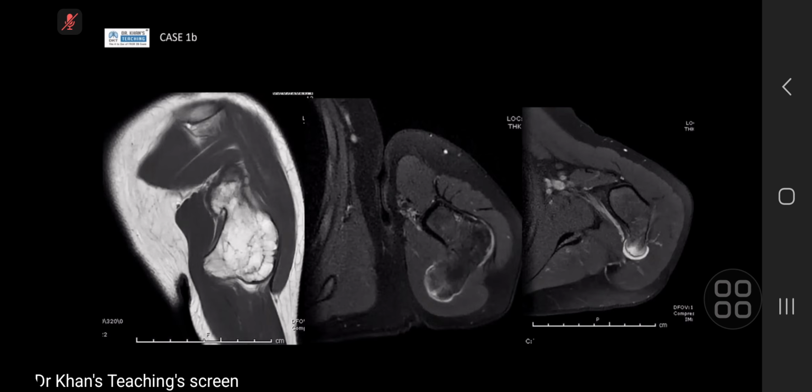Yeah, good. Sorry, it was breaking up just towards the end, but yeah. So osteochondroma. I know that you can't measure it, but it's not more than 1.5 centimeter.